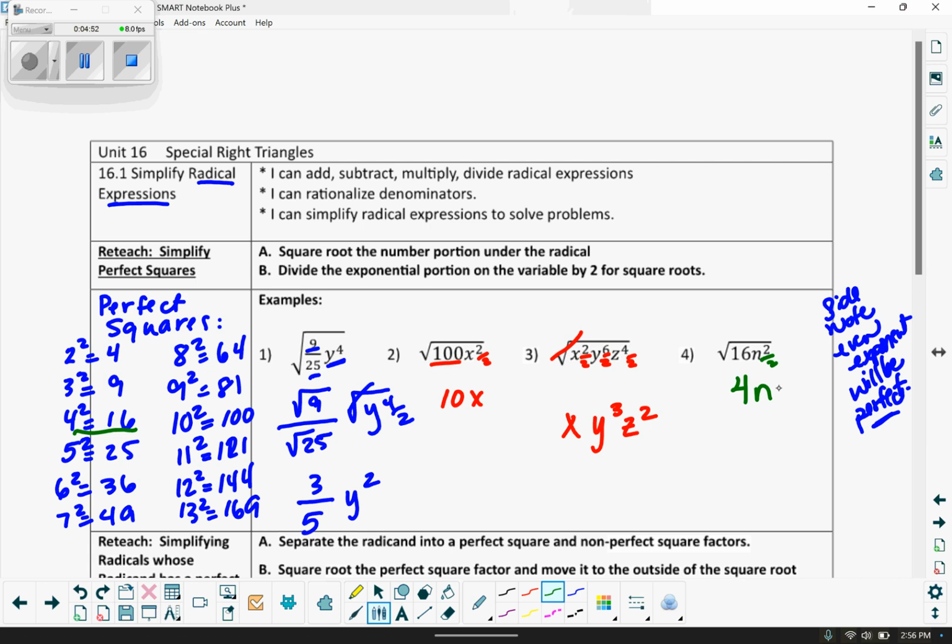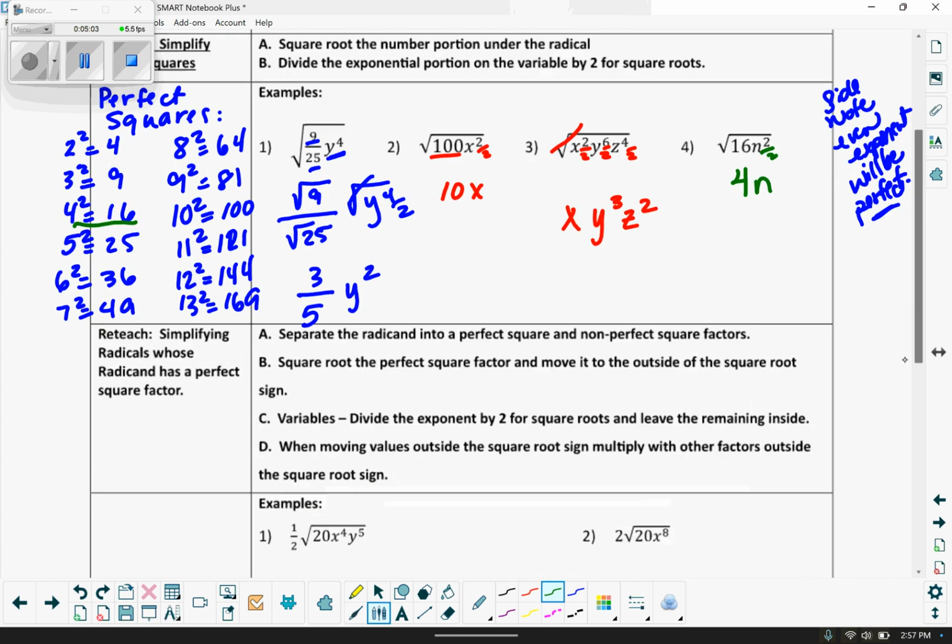You need to be able to do these without using your calculator. You need to know how to do square roots, whether you write them all down, but without using the little button that simplifies it for you.